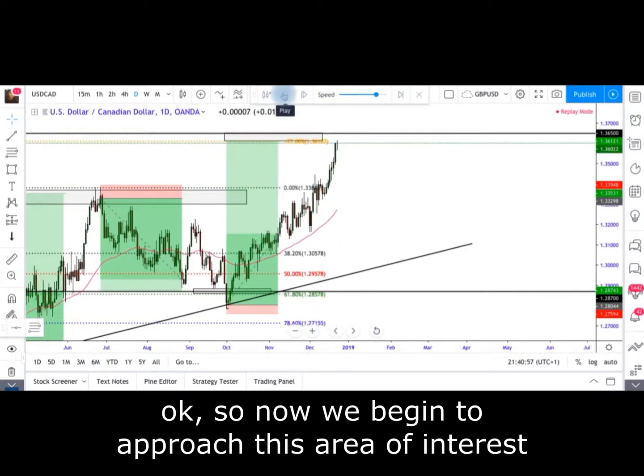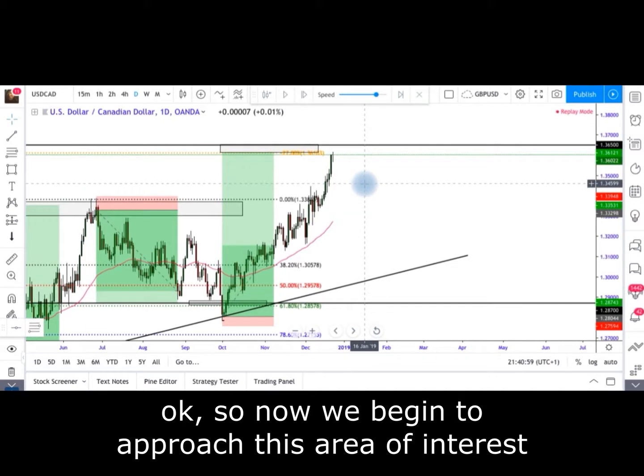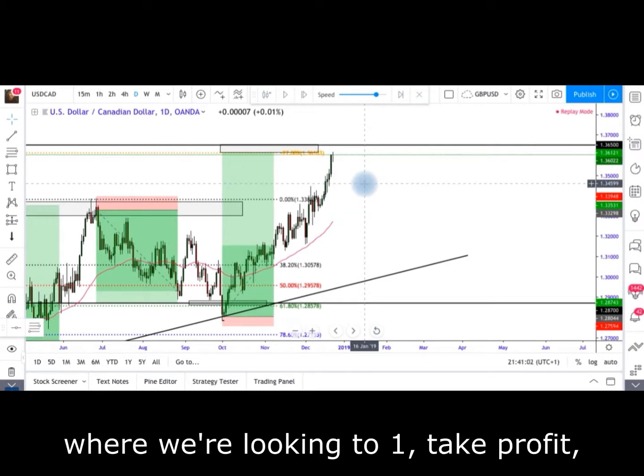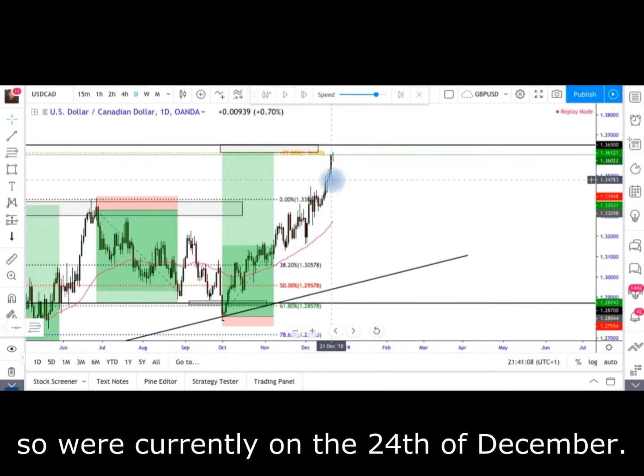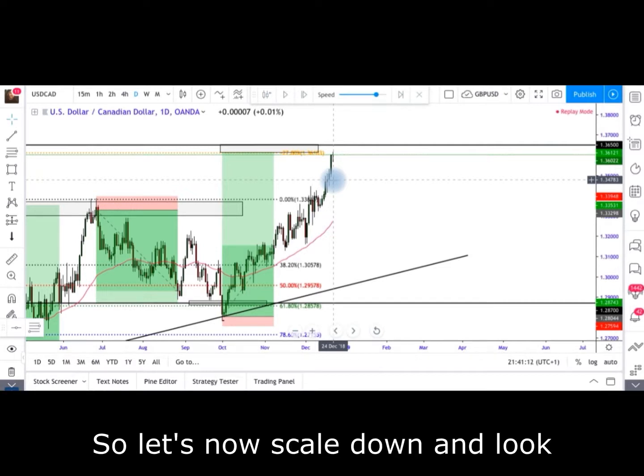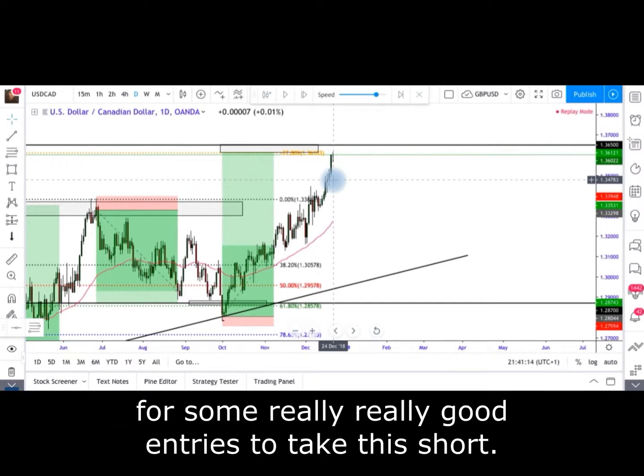Okay, so now we begin to approach this area of interest where we're looking to 1, take profit, and 2, then look for more entries to take this lower. So let's now scale back down. So we're currently on the 24th of December. So let's now scale down and look for some really, really good entries to take this short.